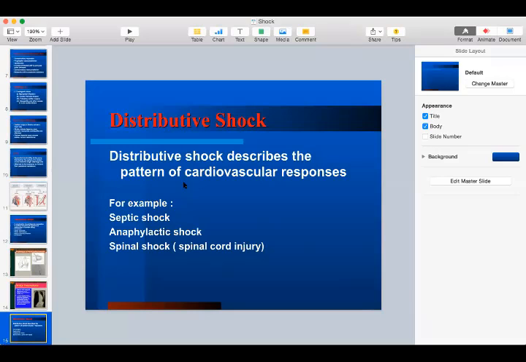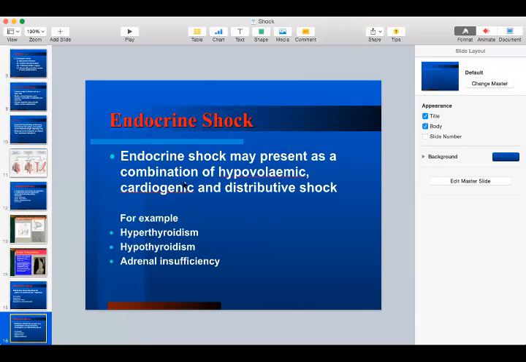The next type of shock that we'll be discussing is distributive shock, in which there's a basic pattern of cardiovascular responses. It describes the pattern, right? So for example, in distributive shock, there are different entities such as septic shock, anaphylactic shock, or even a spinal cord injury, also known as spinal shock. And endocrine shock may present as a combination of hypovolemic, cardiogenic, and distributive shock. Further examples can include hyperthyroidism, hypothyroidism, or even adrenal insufficiency.